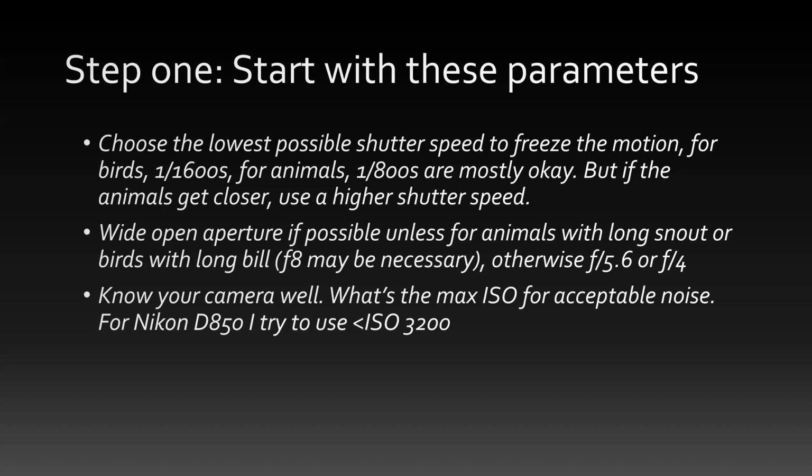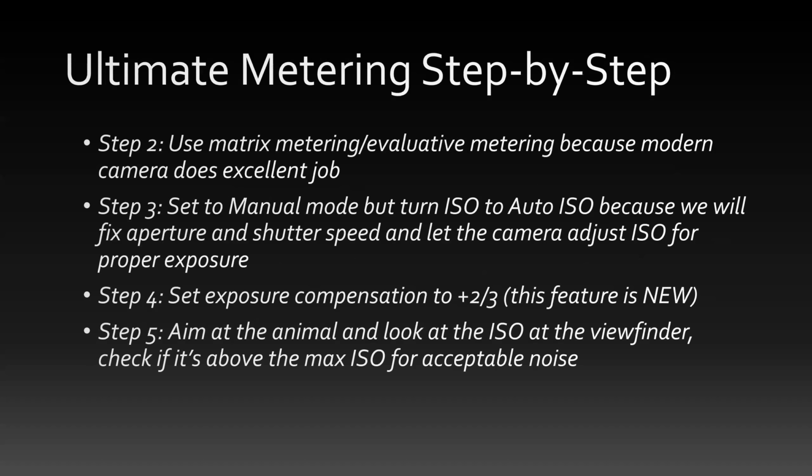So just try to use f5.6 for those, but if you are very clear that you can just nail on the eyes, of course go ahead and use f4 and f2.8 if you have a better lens. And also know your camera well. Know what is the maximum ISO for acceptable noise. For Nikon D850, I try to use everything below ISO 3200, or maybe 4000 is really the maximum that I would use before noise kicks in. But of course, in critical situation, 8000 is still okay, but not ideal, right? So this is the beginning.